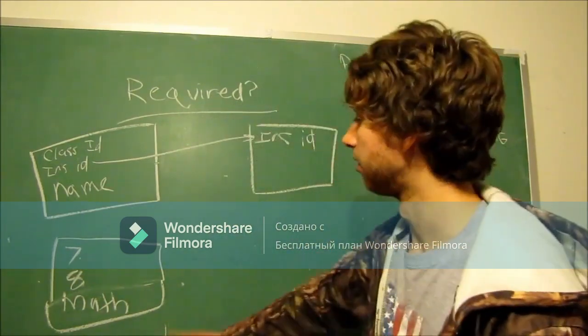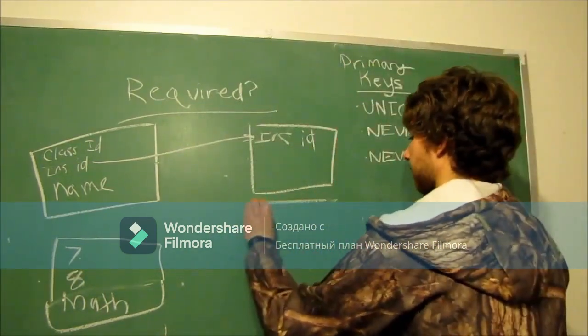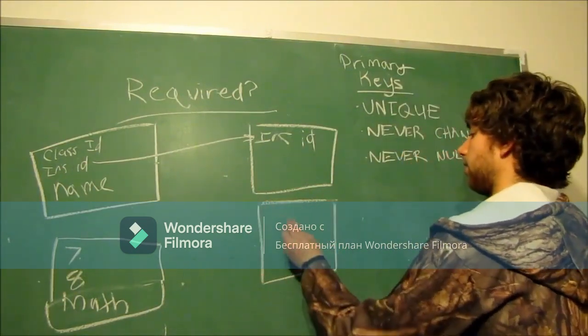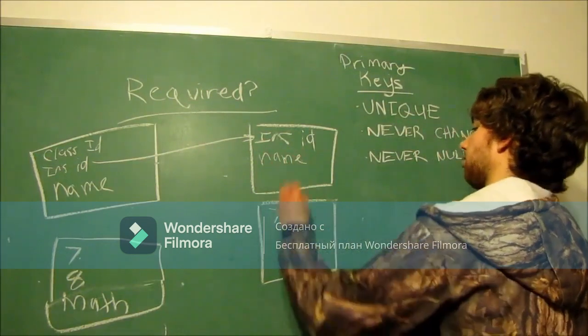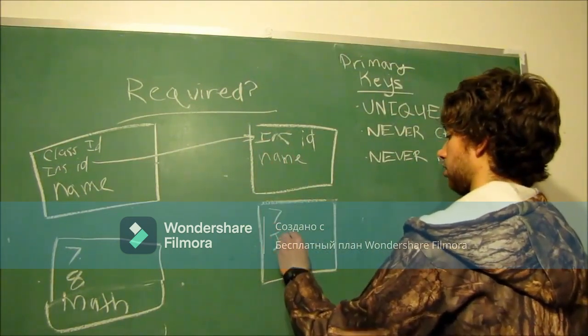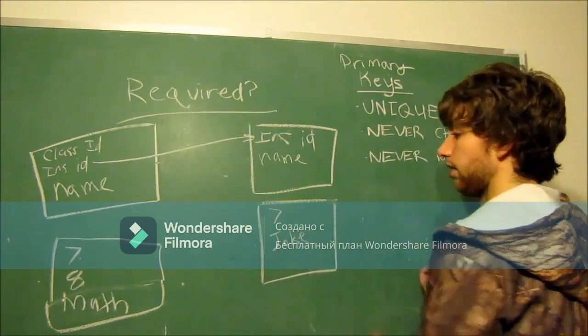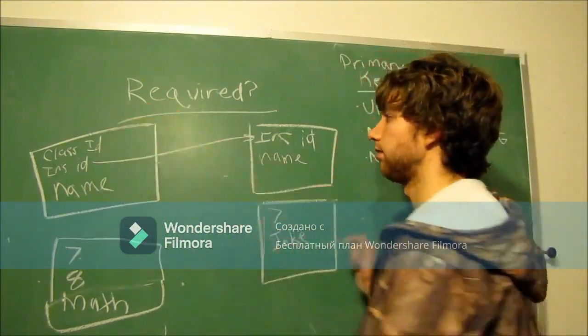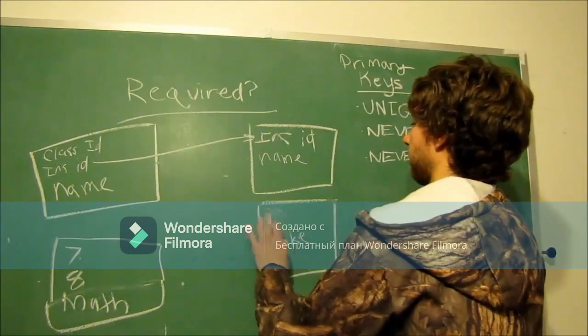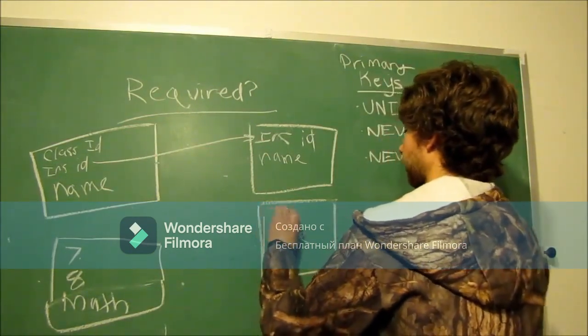I think I'm off screen now. Then we could have an instructor over here. His ID could be 7, and his name could be Jake. So this class ID is 7. Let me change this, it's going to get confusing. Let's make this 16.